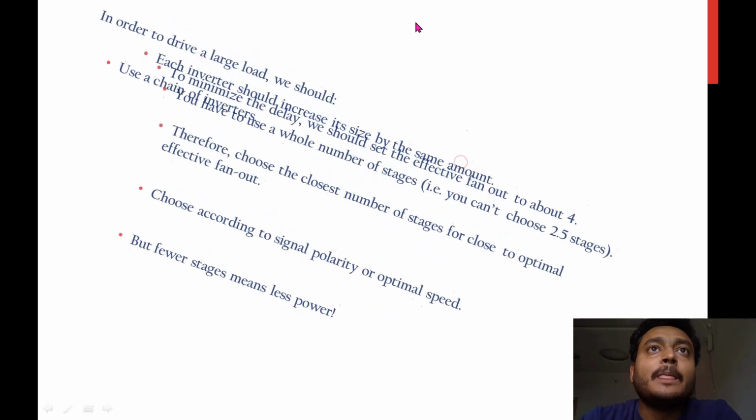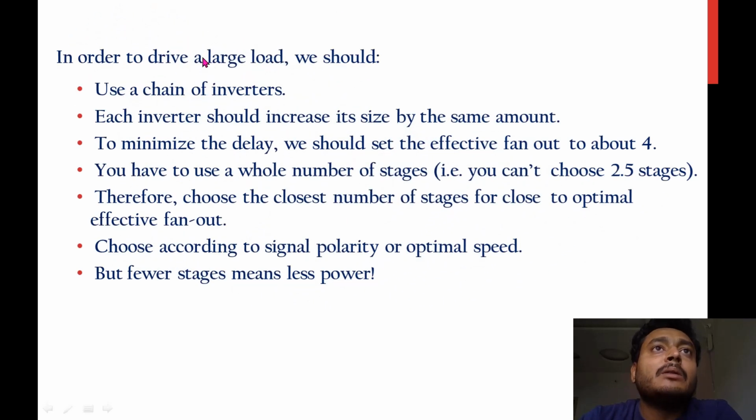Coming to the summary part. Whenever you want to drive a large load, you will try to use a chain of inverters, and each inverter size should be increasing by the same amount. The ratio will be the same. And to minimize the delay, we should set the effective fan out to be about 4. So you should not drive more gates, with fan out equal to 8, 9, 10 like that. We'll try to fix it at 4.